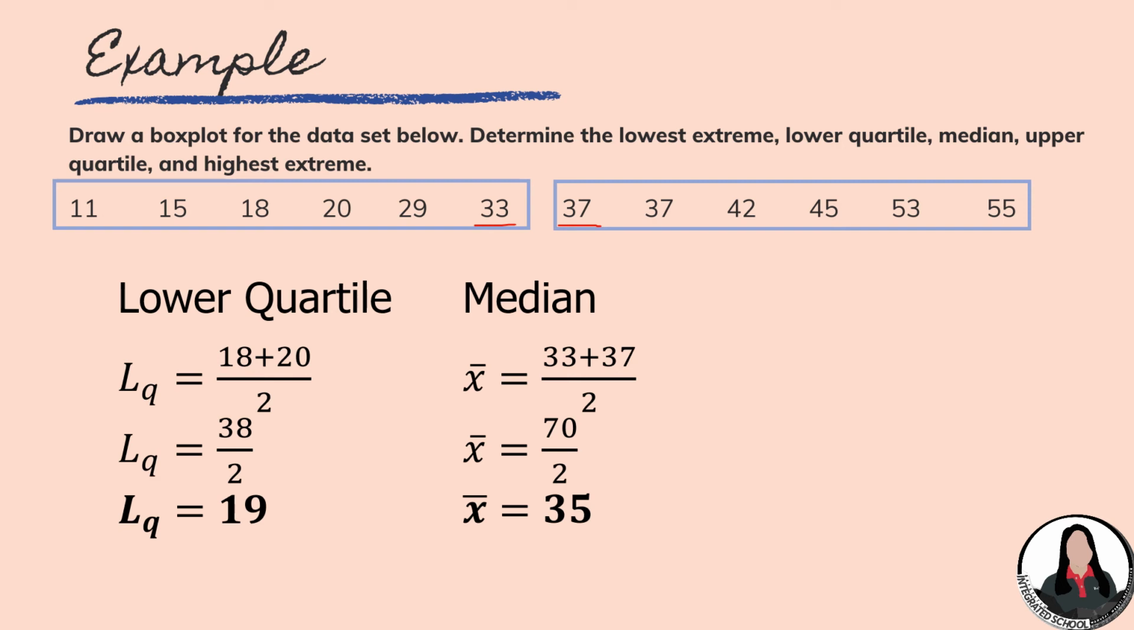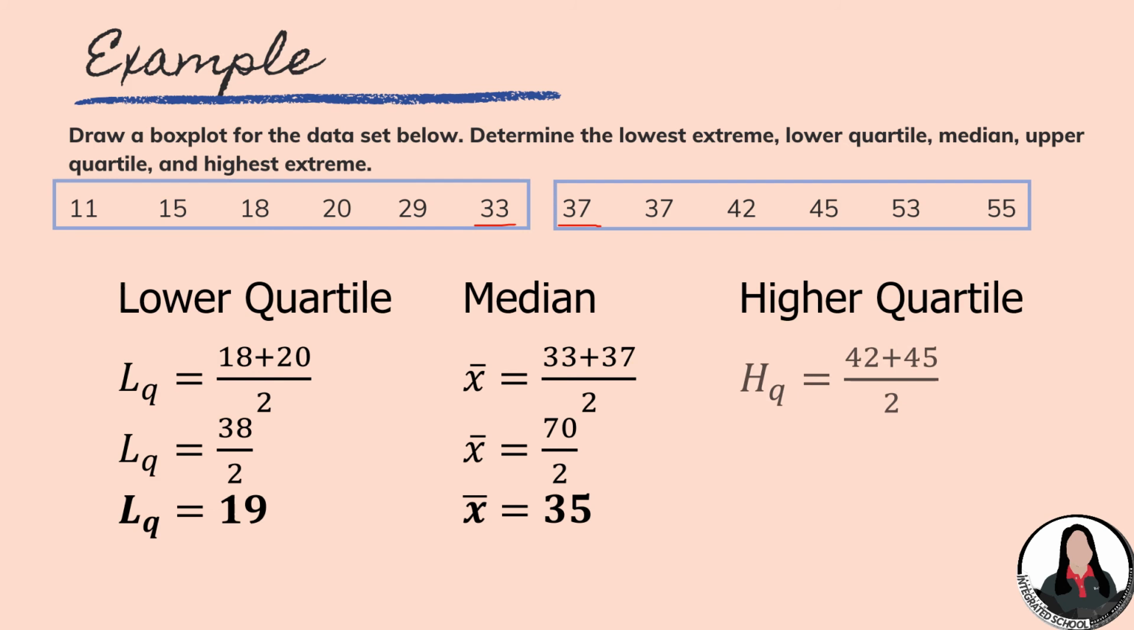Now, punta tayo sa upper half. So we have to get the median of the upper half to get the higher quartile. So in that case, we have 42 plus 45 all over 2. Then that's 87 all over 2, which means the higher quartile is 43.5. So meron na tayong tatlong values. Ang dalawang natitirang values ay ang ating highest and lowest score, which is yung 11 and 55 respectively.